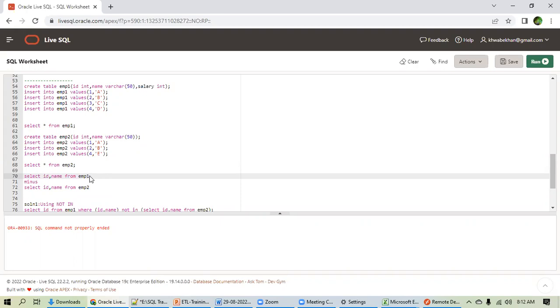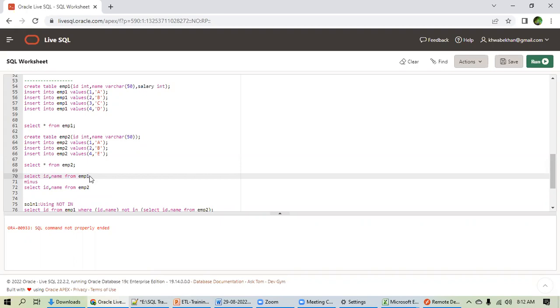Does anyone want me to repeat this minus? It is a very frequently used keyword. No questions? Then this is the final summary. We can use minus whenever we have the same data type in both tables. Column name, you can keep any column name, I'm not bothered about that. The data type should be the same, and the number of columns as well.